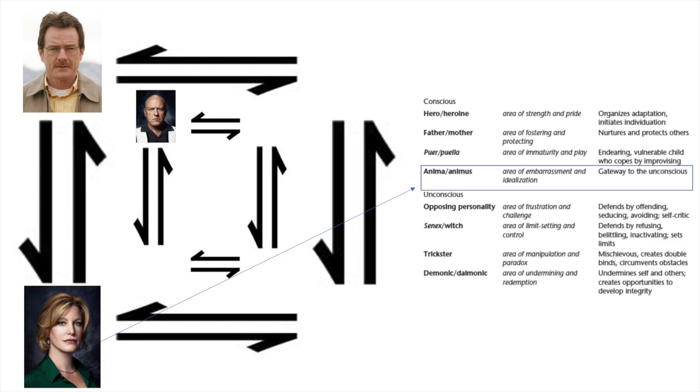We then move to the first anima figure, and the shorthand here is that the anima is an area of embarrassment and idealization and gateway to the unconscious. So we assign that to Skylar, who is, of course, Walt's wife in the series. It's really cool to think of Skylar as an anima figure, because in assigning all these characters an archetype, we're looking at the characters in relation to the hero, or the main character. We're looking at them as parts of the personality of the TV show itself.